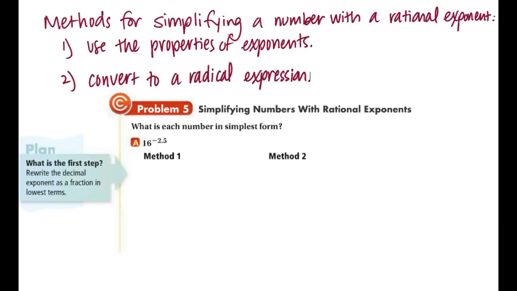When we are asked to simplify a number with a rational exponent involved, there are 2 different methods we can choose from. The first method is where we would just use the properties of exponents to simplify. The second method is when we need to convert to a radical expression and then simplify. I'm going to show you both methods for the next example.